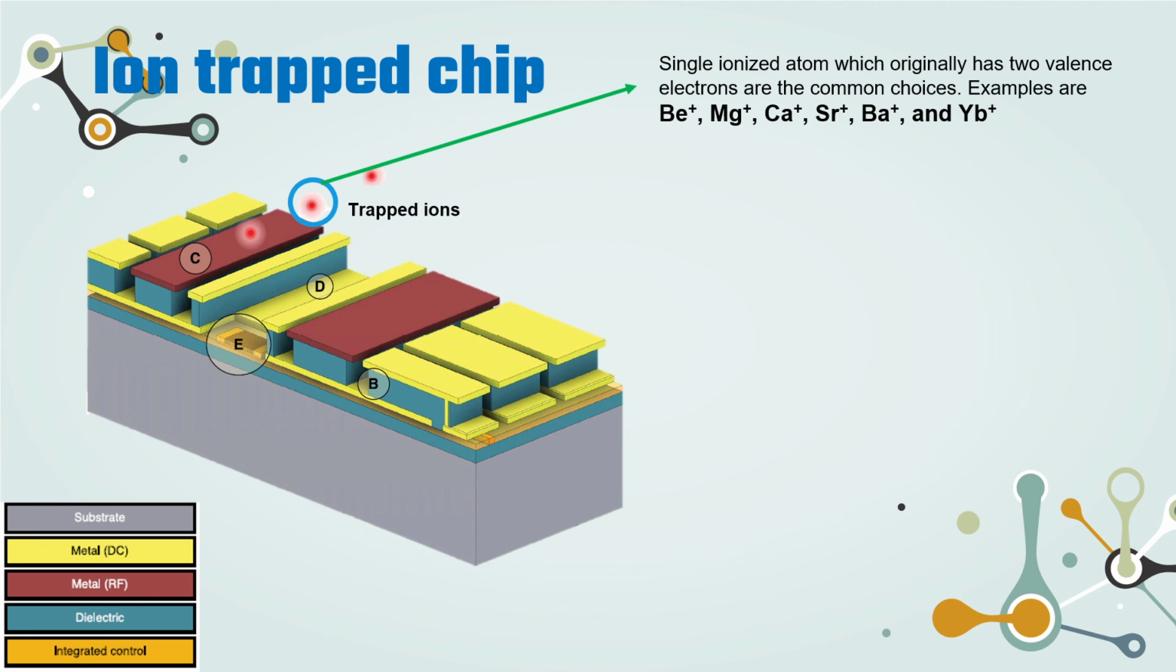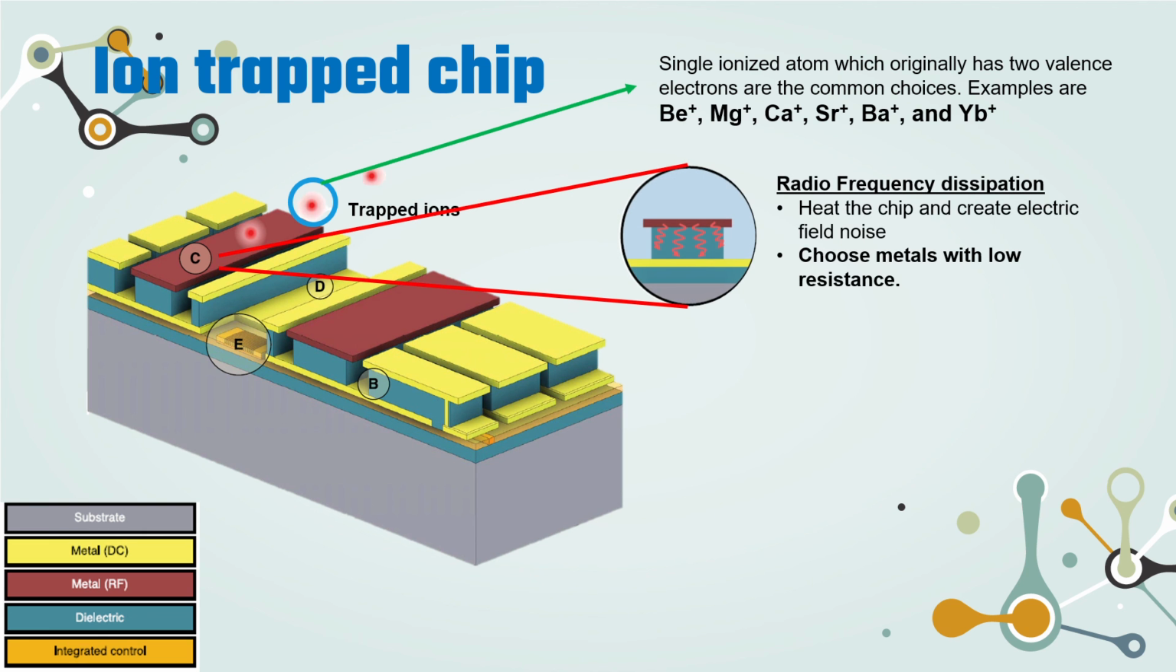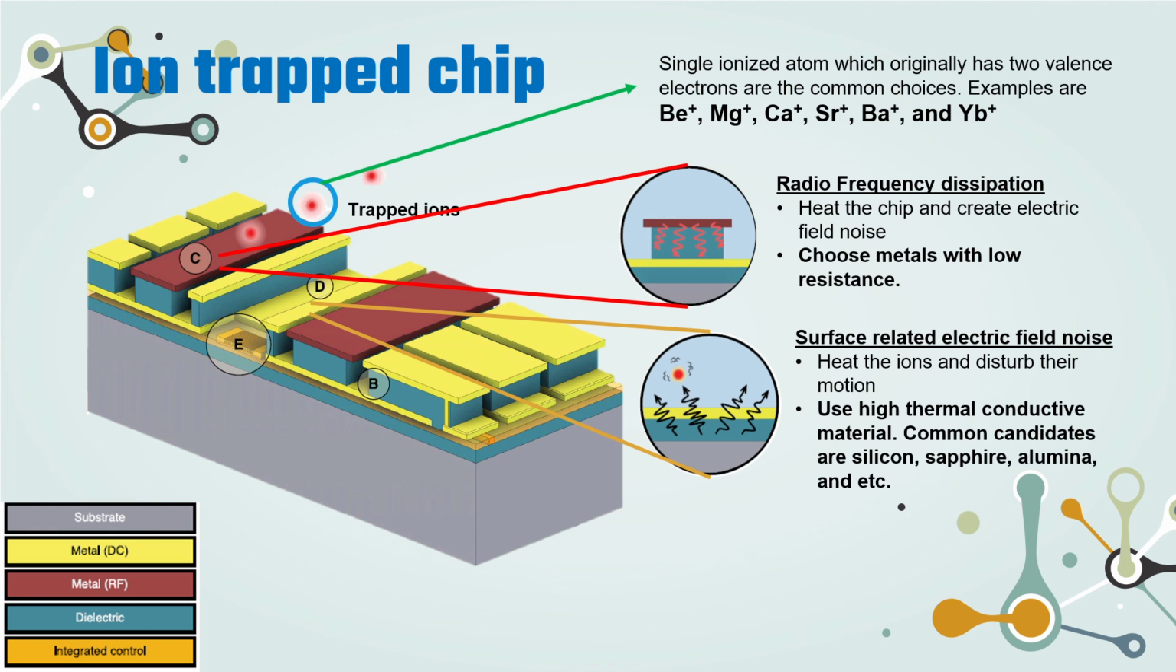In terms of material science, we can improve the performance of the chip by considering noise and optimizing the material choices. Radio frequency dissipation can heat the chip and create electric field noise. Metals with low resistivity can be used to reduce the effect. Electric field noise from the surface can heat up the ions and disturb their motion. Highly thermally conductive materials such as silicon, sapphire, and alumina can be used to reduce the dissipation.